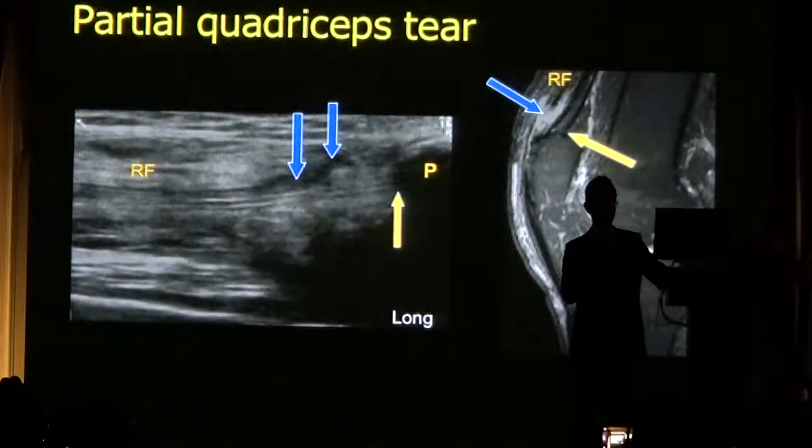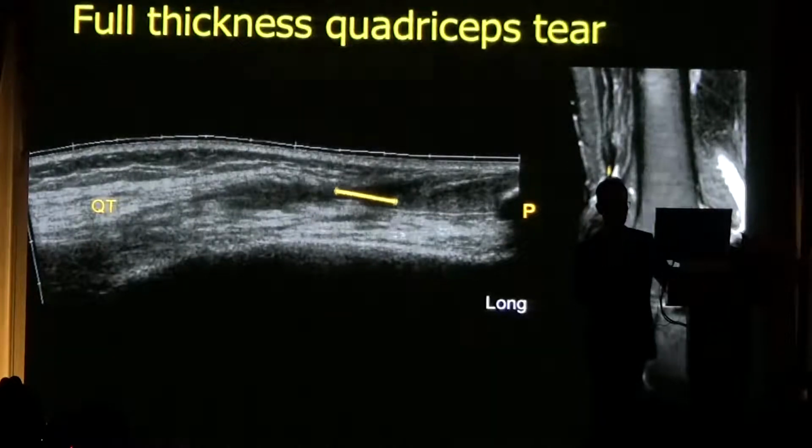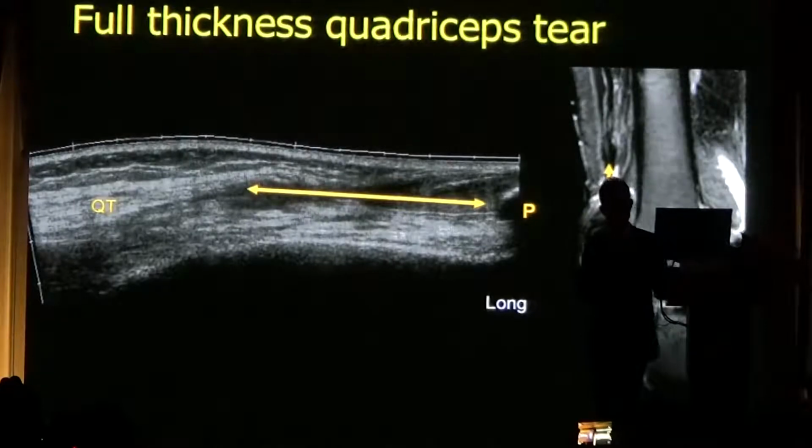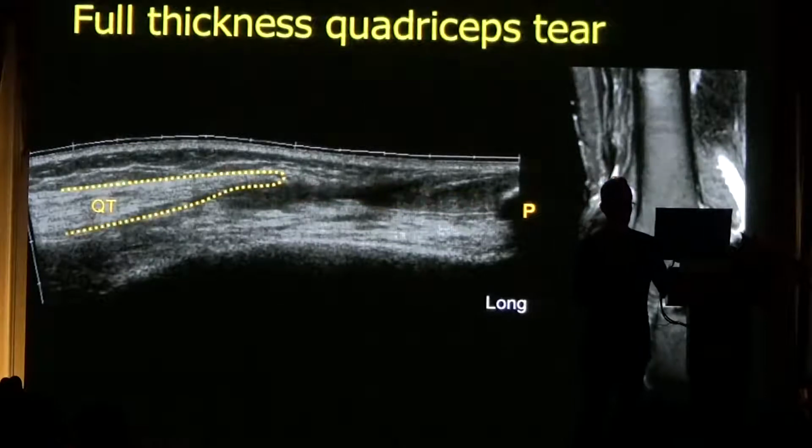And that layer is intact. This is another example where there's a full thickness tear, again an extended field of view image showing the degree of retraction. And again, it may be useful for your surgeons if they're contemplating performing surgery to draw some marks on the patient to show them where the degree of retraction is.